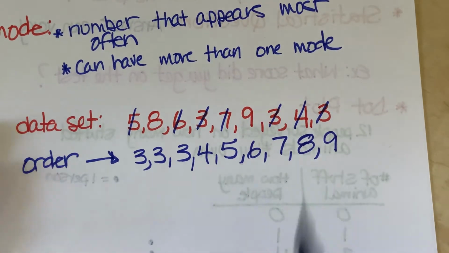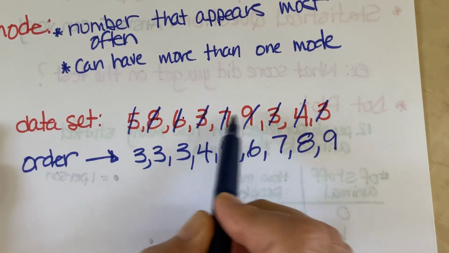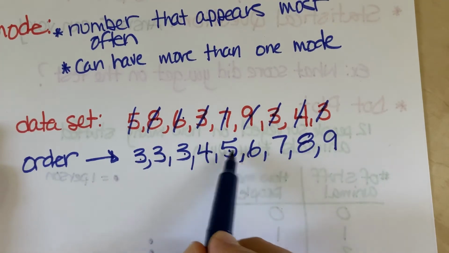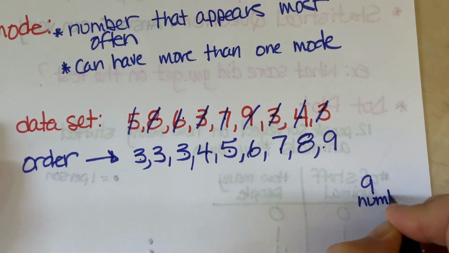Now, what I would do is I'm crossing them off as I go, but I would also say there was 1, 2, 3, 4, 5, 6, 7, 8, 9 numbers. I better have 9 numbers down here. 3, 4, 5, 6, 7, 8, 9 numbers. Okay, I know that there's 9 numbers. I'm going to need that for the mean.